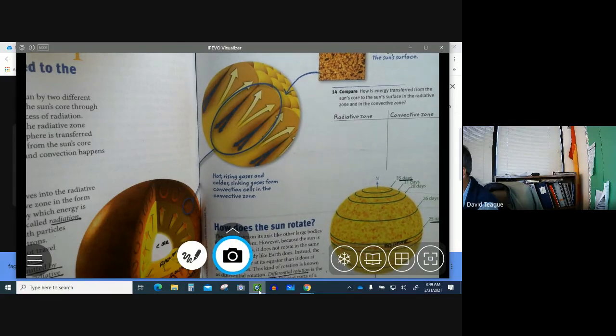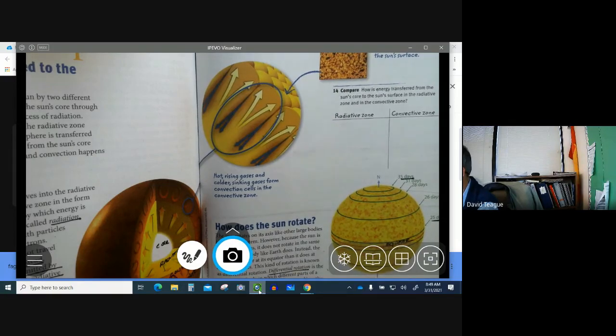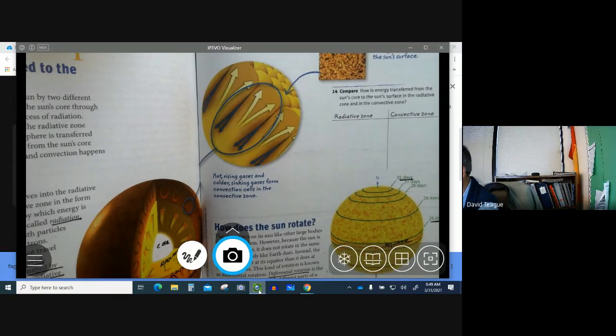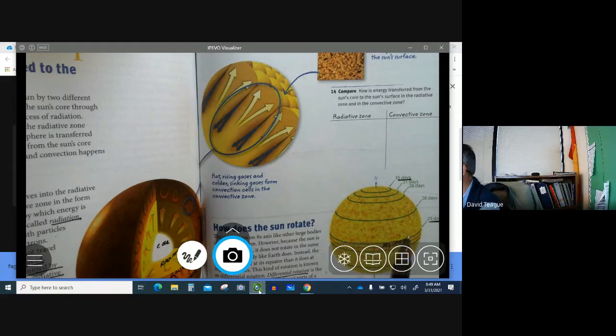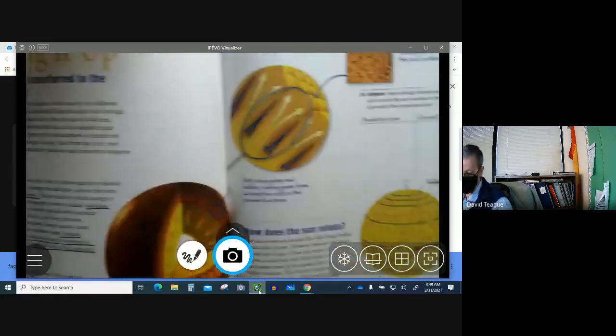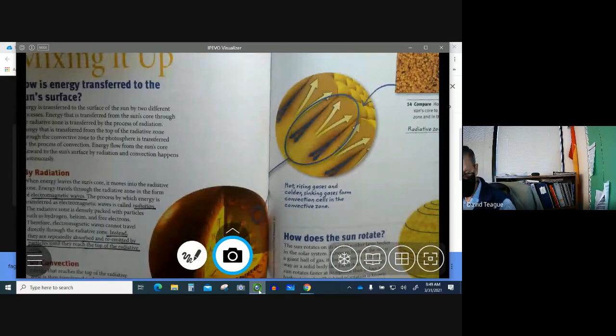Scientists think that the sun's core and radiative zone rotate together at the same speed. Therefore, the sun's radiative zone and core rotate like Earth. So inside, it rotates together. And then on its surface, where you have all this gas, right, it rotates at a different rate. Okay. Number 14.